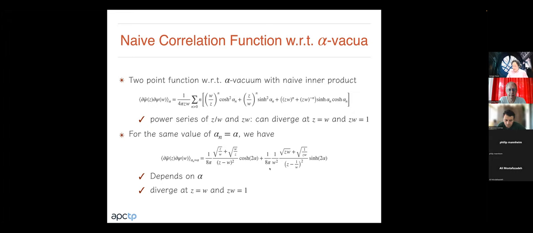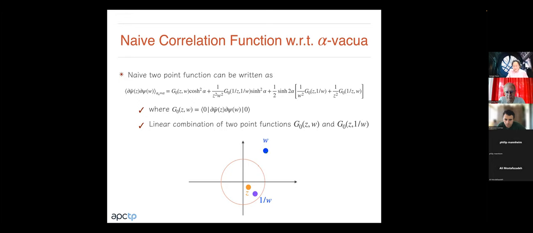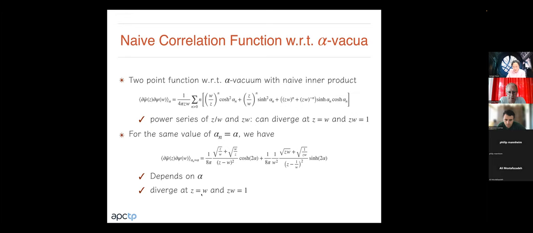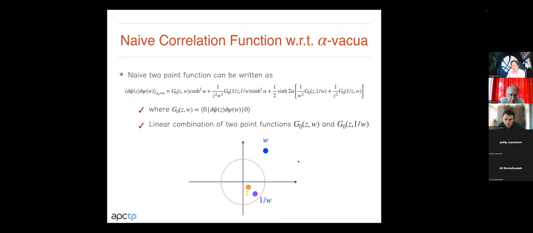What is the problem? The problem of this correlation function is as follows. In the field theory, this two-point function will diverge when two operators approach each other. But if they are far away, there will be no divergence. But this extra term diverges not only when z equals w, but when z times w equals one, the second term also diverges. So it is more like this picture. There is a two-point function between z and w. Even if they are far away, it's not diverging, but when z approaches one over w, this wrong, incorrect calculation diverges.